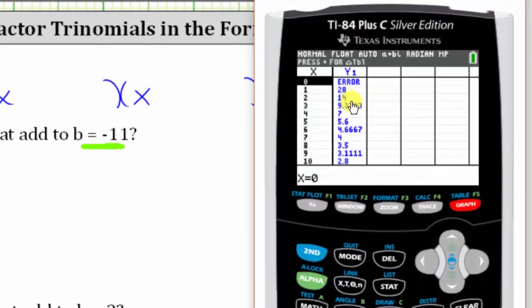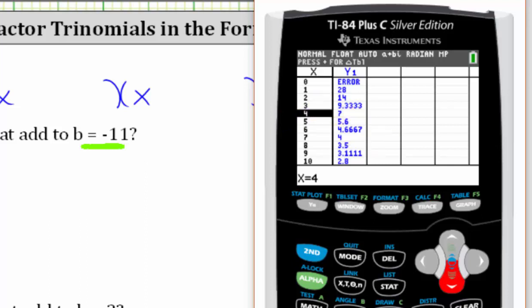And every time the x and y values are integers, the x and y values are factors of positive 28. So we can use the table to find the factors of positive 28 and then determine which factors have a sum of negative 11. So notice how in this row here, x is 1 and y is 28. 1 and 28 are factors of 28, but notice how the sum is 29. We need a sum of negative 11. If we go down to the next row, 2 and 14 are factors of positive 28, but the sum is 16, not negative 11. If we keep going, notice how the next two factors are 4 and 7. 4 times 7 is positive 28, but 4 plus 7 is positive 11, not negative 11.